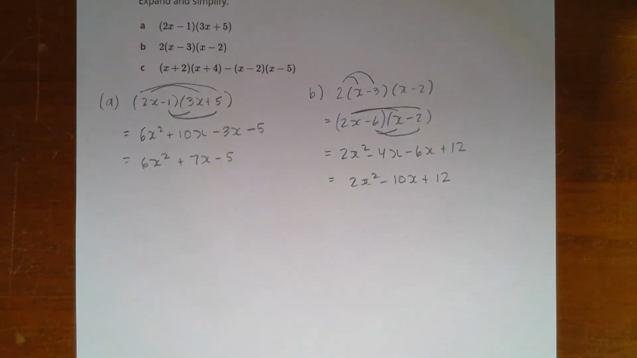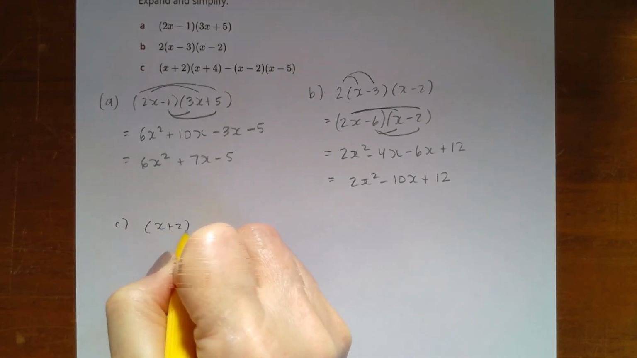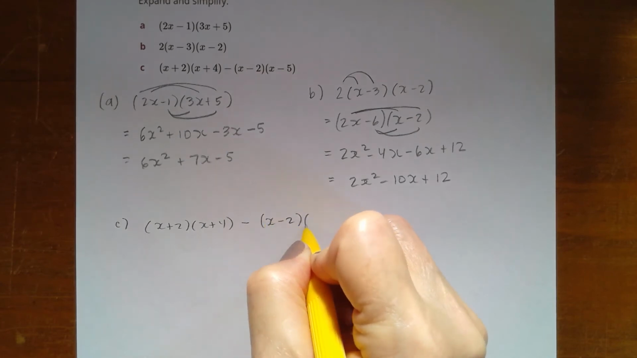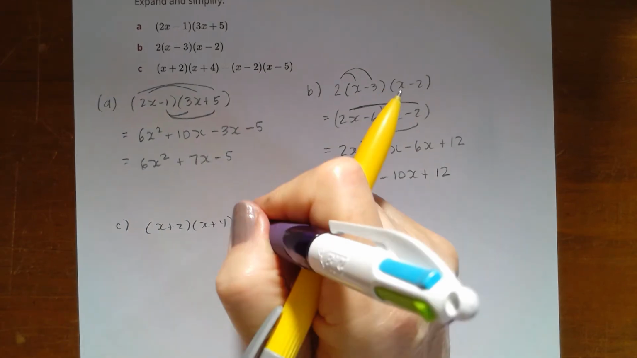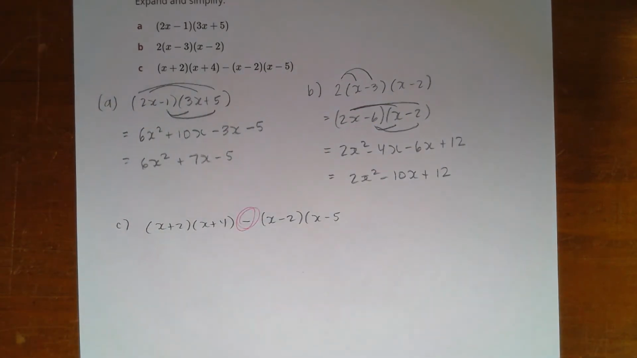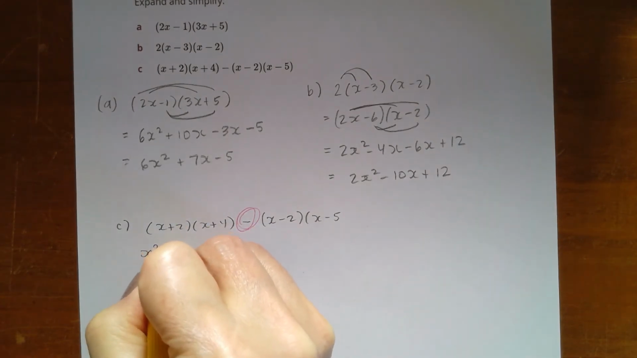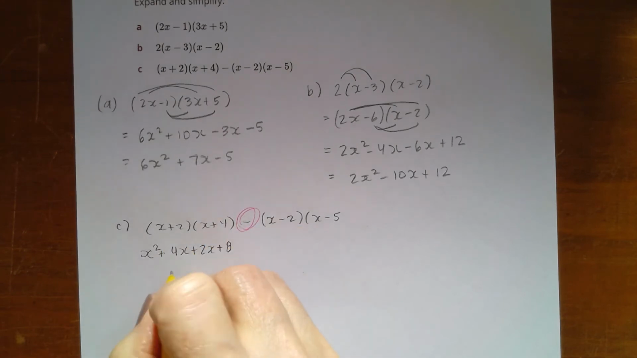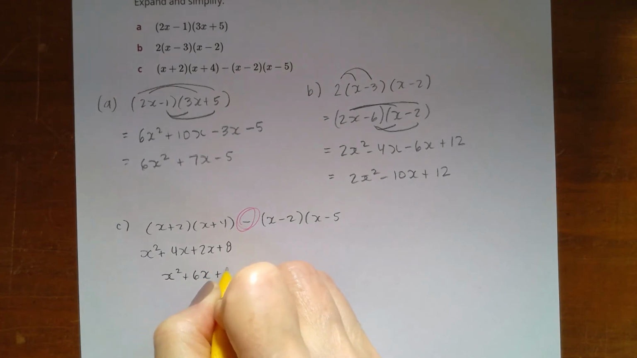Okay, and the last one is the hardest one. So the last one, I'm going to go super fast, but it's x plus 2 times x plus 4, and then minus x minus 2 times x minus 5. Now this sign right here is a big, big deal. That negative sign is a big deal. So I'm going to expand this. This gives me x squared plus 4x plus 2x plus 8, which is x squared plus 6x plus 8.